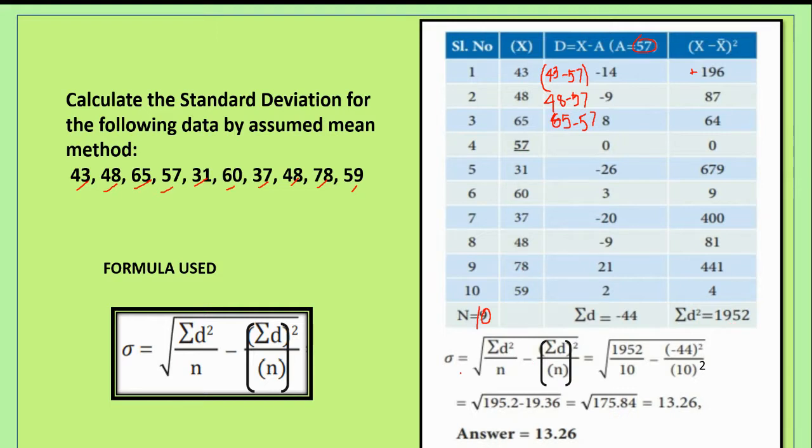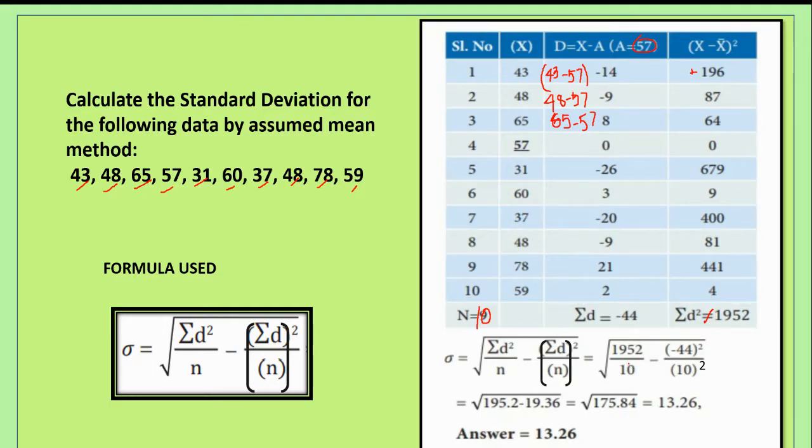Now just substitute in the formula. Standard deviation sigma is equal to, what is the formula? Root of summation d square divided by n minus summation d divided by n the whole square. What is your summation d square? It is 1952 divided by 10, the value of n is 10, minus summation d, which is minus 44 divided by n, which is 10, the whole square. So 1952 divided by 10 will give you 195.2. This is very easy.